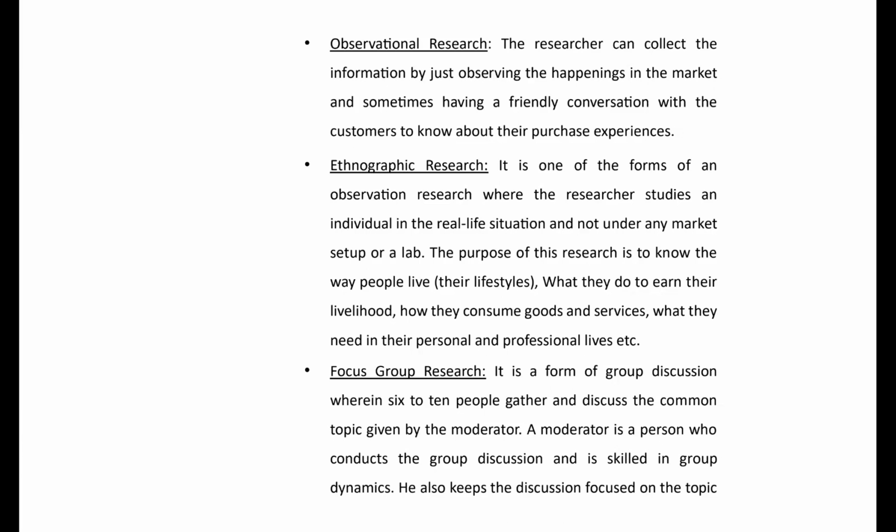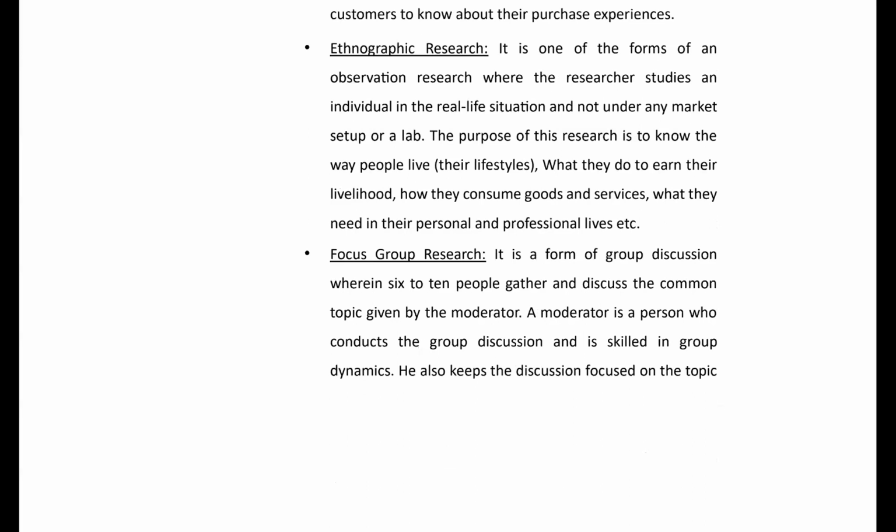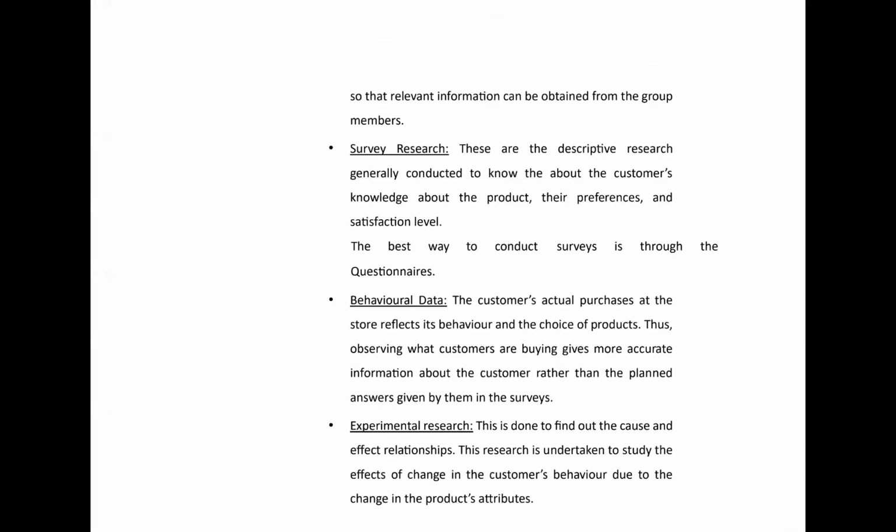That kind of research is called ethnographic research. We also have what is known as focus group research. It's a form of group discussion, right? Maybe 6 to 10 people gather to discuss a common topic given by the moderator. Usually this moderator conducts the group discussion and is skilled in group dynamics. He keeps the conversation directed towards the relevant information that they want to observe.